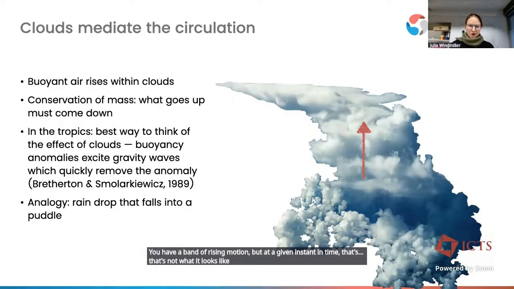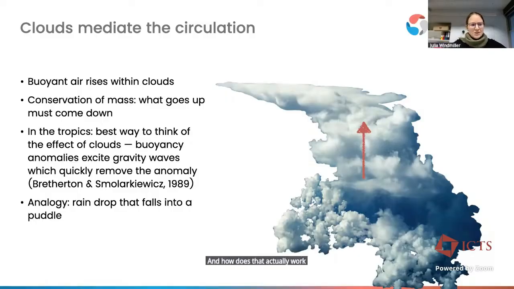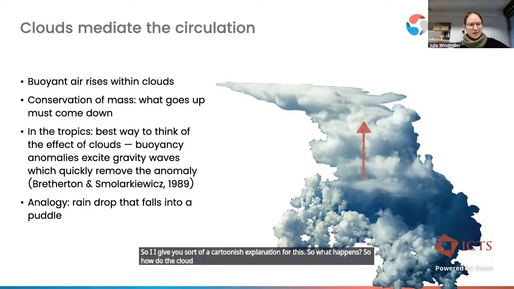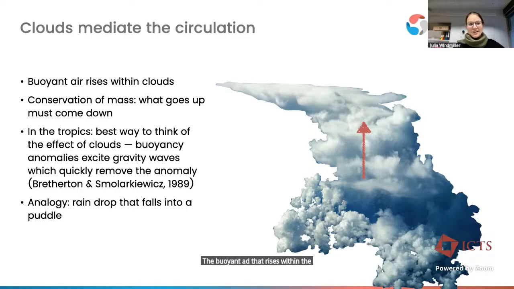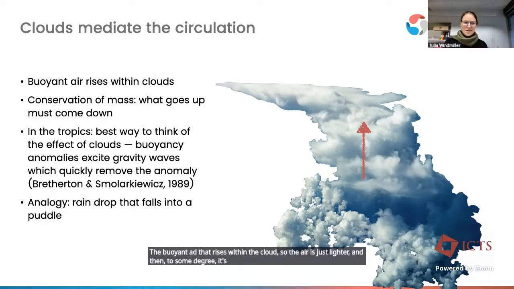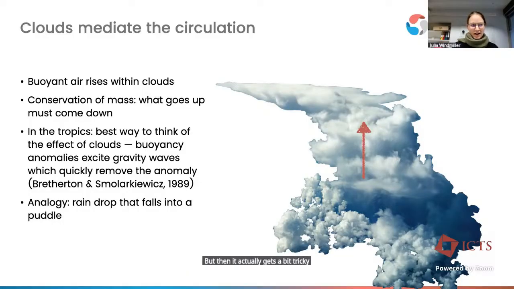And how does that actually work? I give you a cartoonish explanation for this. So how do the clouds actually drive the circulation, or I shouldn't say drive, but mediate the circulation? What happens is that the buoyant air that rises within the cloud is just lighter, and to some degree it's very simple, right? You have conservation of mass, and what goes up somehow has to come down. So on first order, this is very simple. But then it actually gets a bit tricky if you think exactly of what happens.